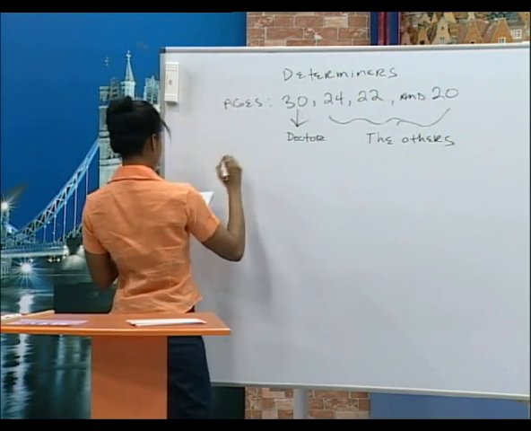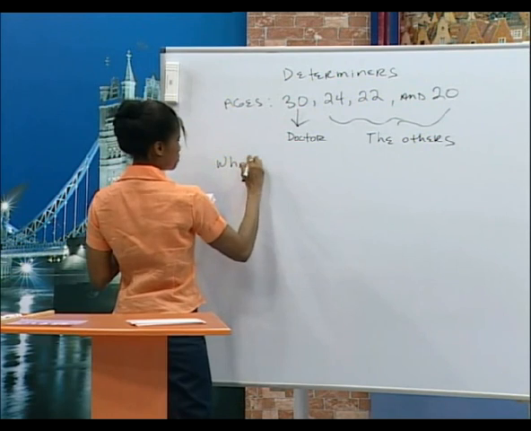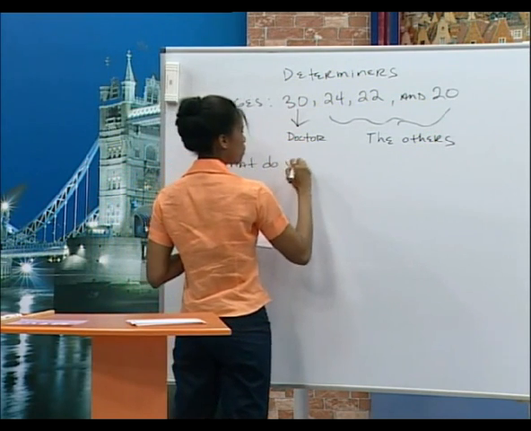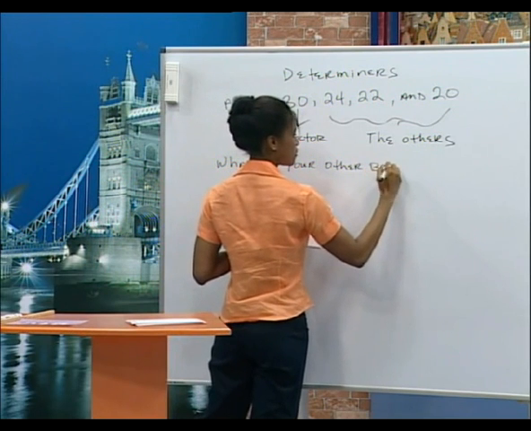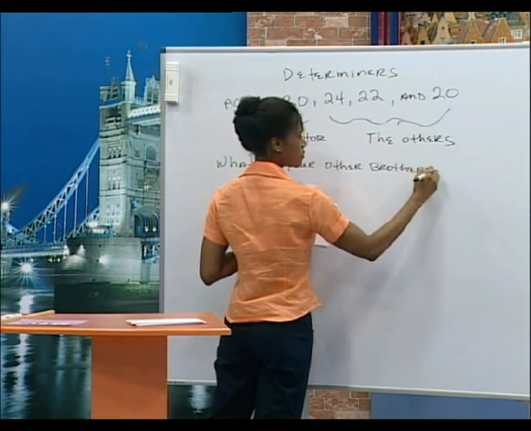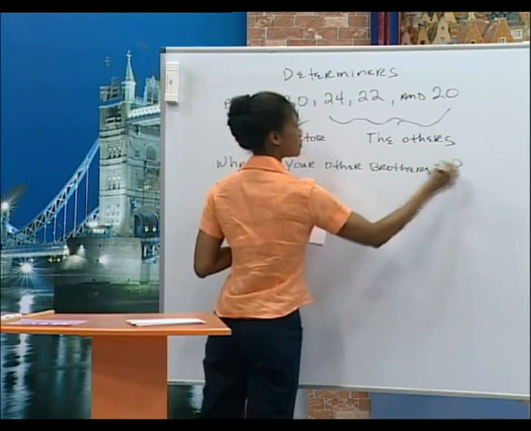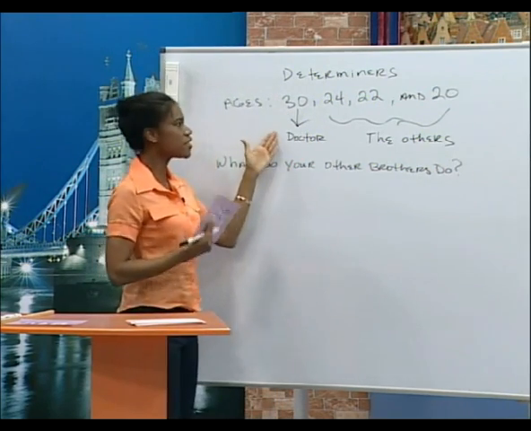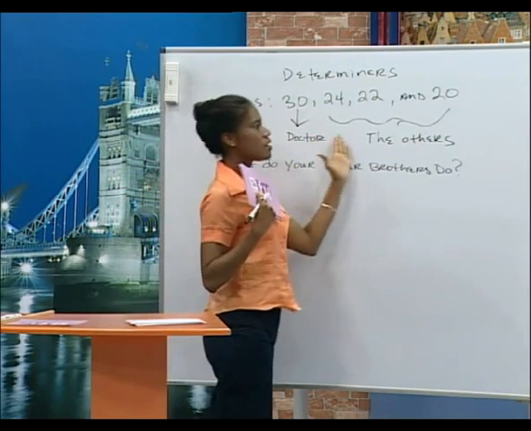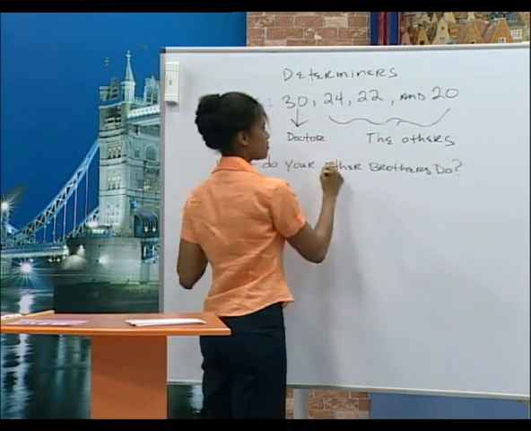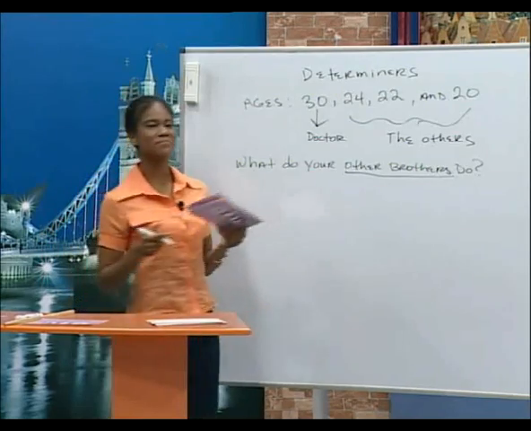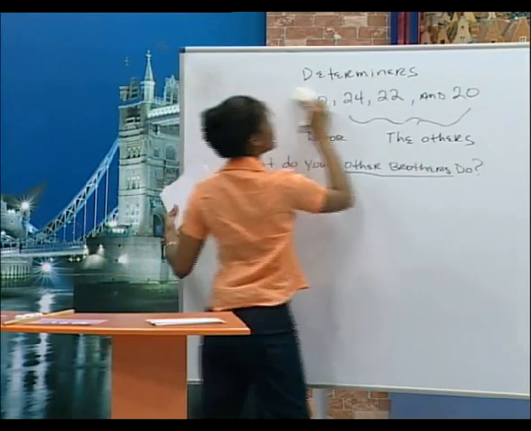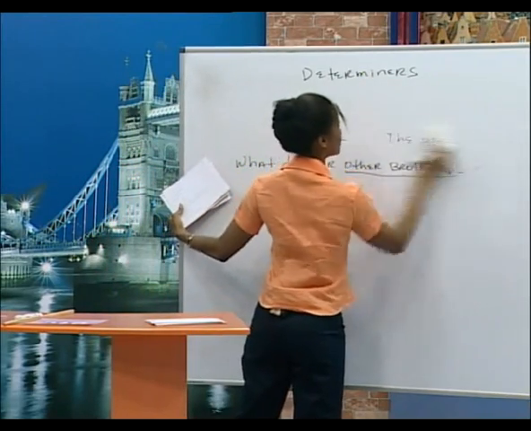So I want to ask you, what do your other brothers do? Right? I'm not talking about the 30-year-old brother. I'm talking about all of your other brothers. Your other brothers. They are all students. Okay, very good. All right, Linda, it's your turn.